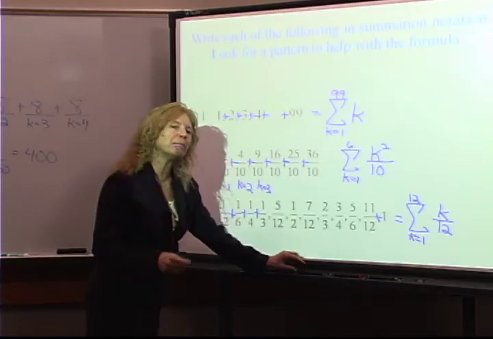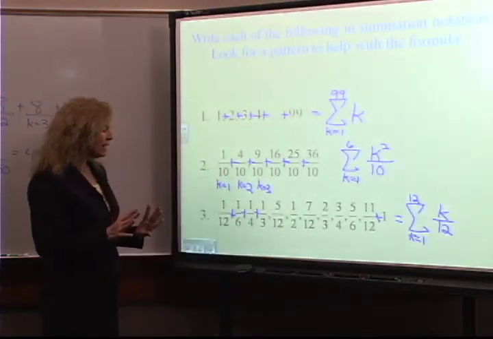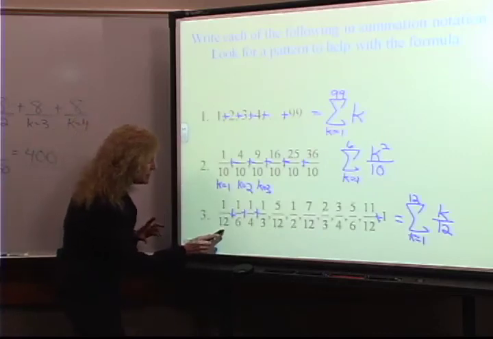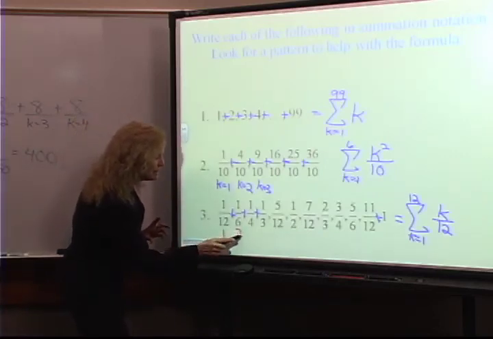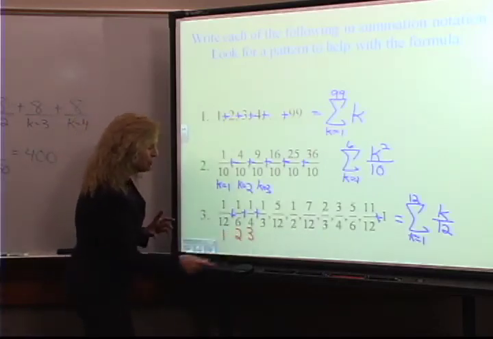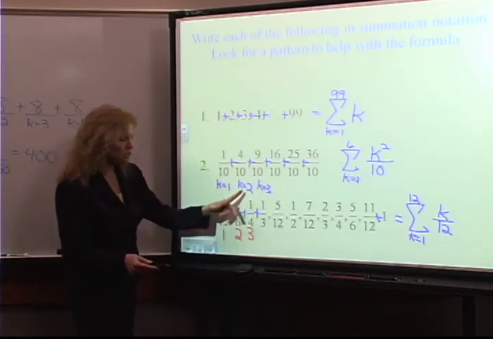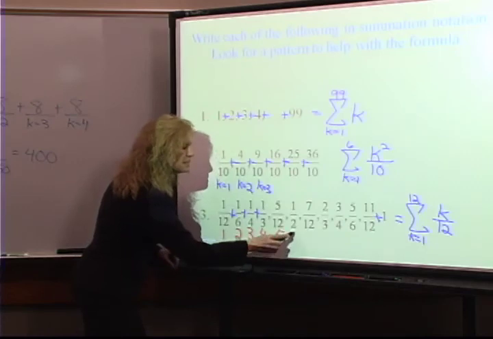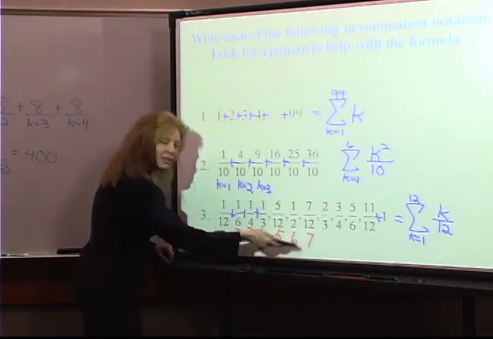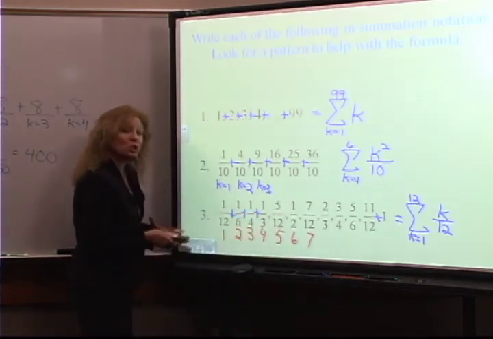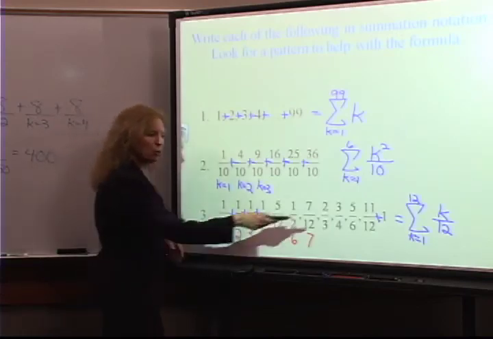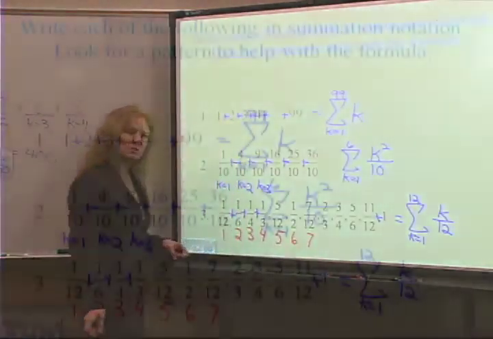All right, look for patterns. And again, if you're having trouble with it, also really try to pair up. This is my first term, this is my second term, this is my third term. And of course, this is 2/12, 3/12, 4/12, 5/12. And as you try to pair up which term you're on, what k is equal to, it can help you in trying to figure out how to write those.